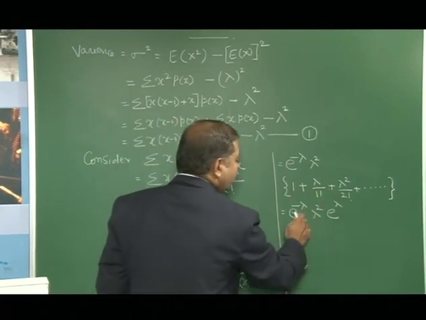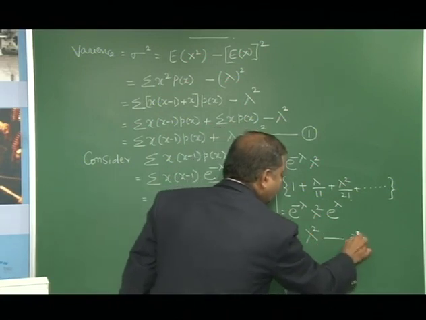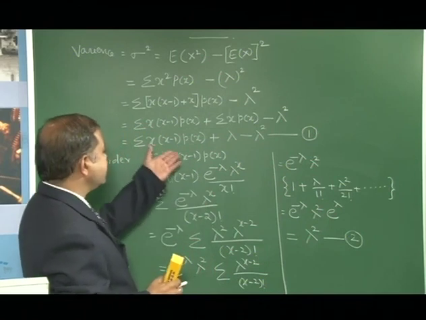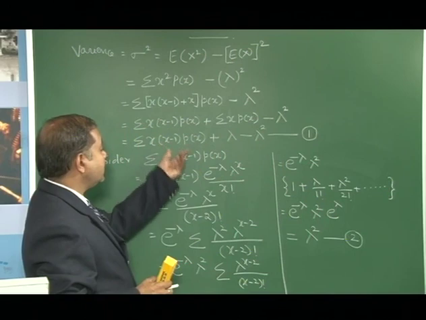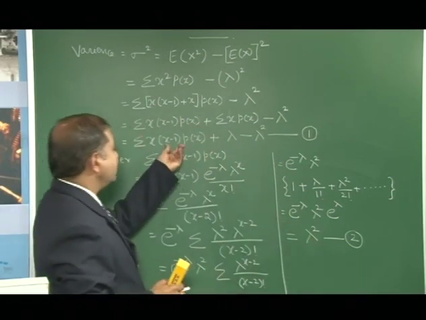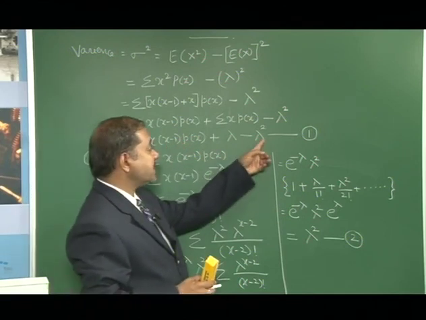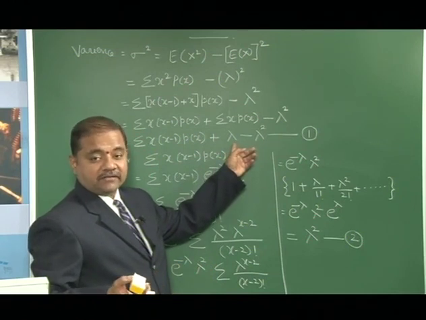These two combined together get cancelled, I got the answer lambda square. Now before writing, you can see here, this is my first equation, this is what I considered. What is the answer for this? I got lambda square, I will substitute here. So lambda square gets cancelled, I got the answer as lambda, which is the variance.